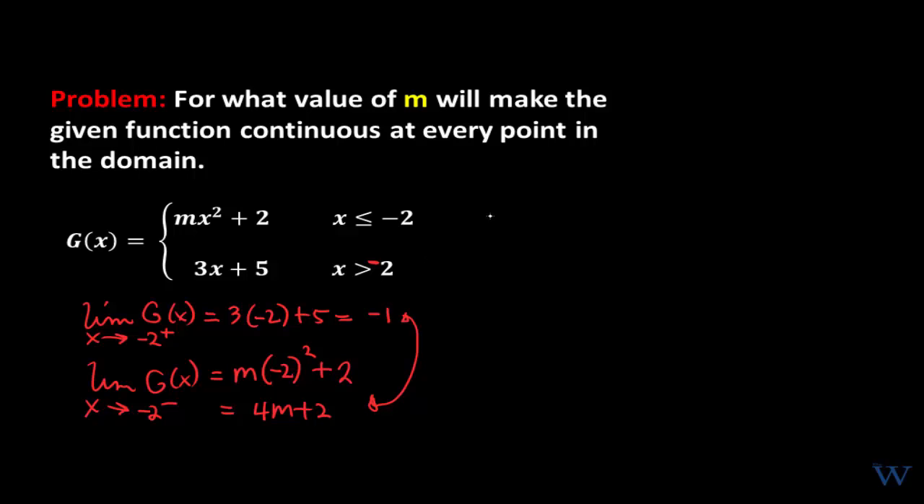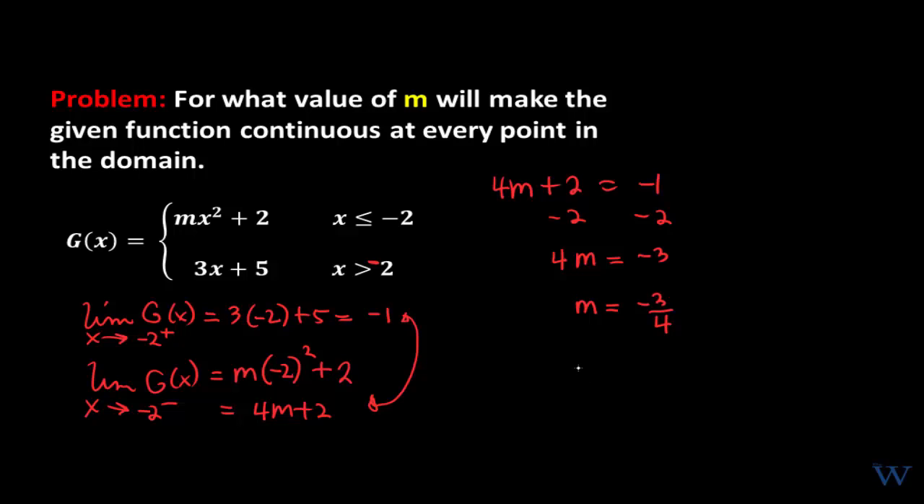Right? Okay, so we say 4m plus 2 is equal to -1. So we add -2 everywhere. And of course that'll give us 4m is equal to -3. Therefore m is equal to -3 over 4.